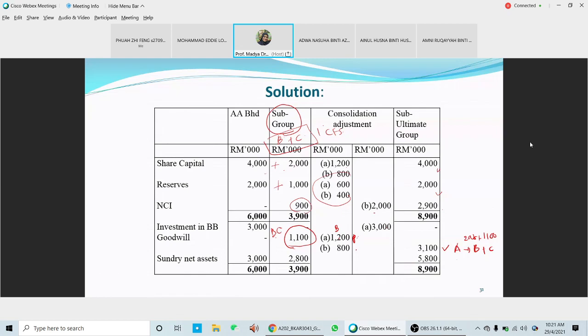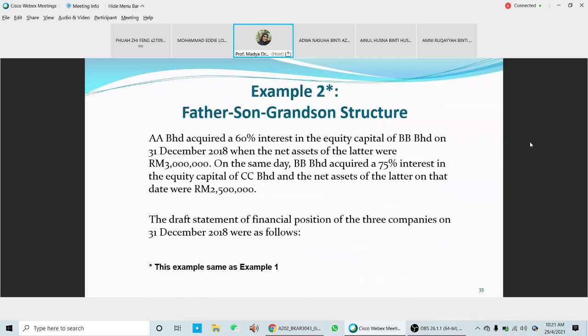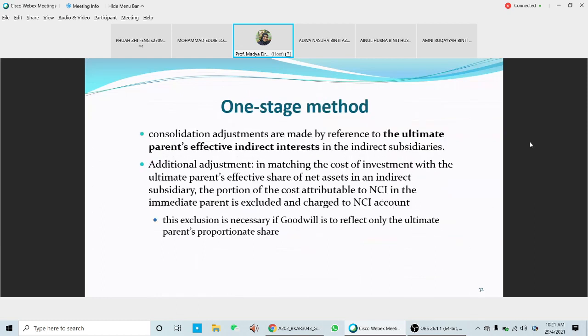Okay, so now we're going to move to the one stage method. Yeah. Okay, any question for this one? Okay, now we're going to proceed with the next one. Yeah? So the next one is the one stage method. So the one stage method here is another method that we use to account for when we have more than one subsidiary.